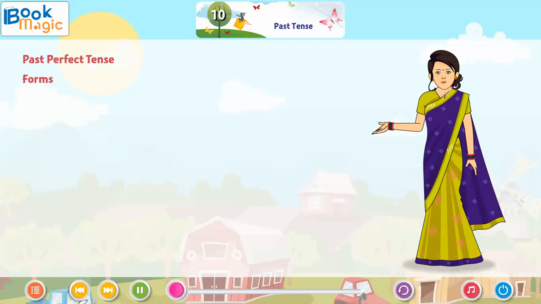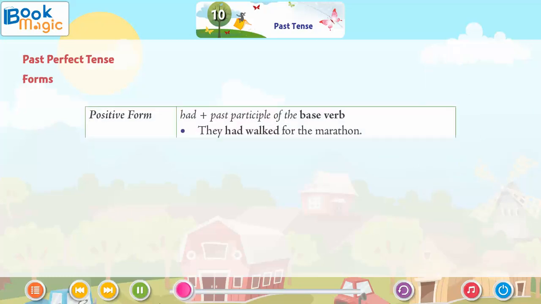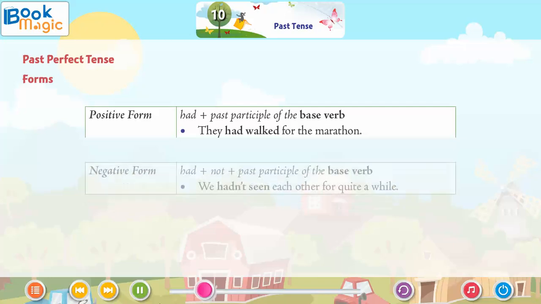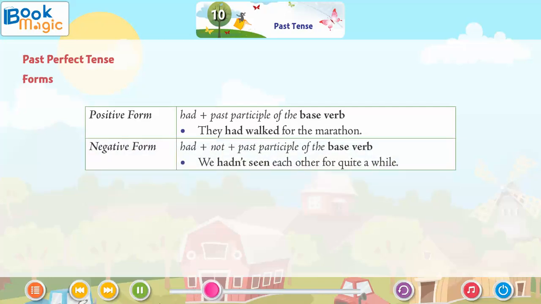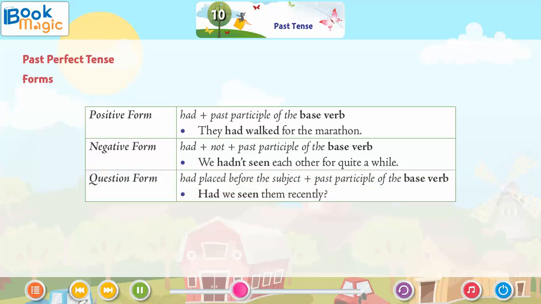Past perfect tense forms. Positive form: had plus past participle of the base verb. They had walked for the marathon. Negative form: had plus not plus past participle of the base verb. We hadn't seen each other for quite a while. Question form: had placed before the subject plus past participle of the base verb. Had we seen them recently?